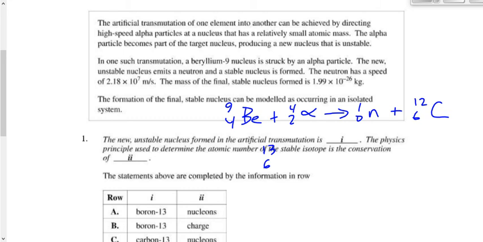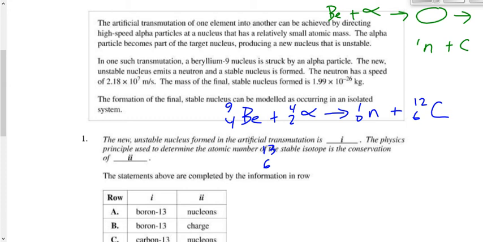The new unstable nucleus that's produced as a result of that emits a neutron and then a stable nucleus. So we have this happening, right? Beryllium plus the alpha particle goes to something which goes to a neutron and carbon. Does that make sense? What did I find? I found the new stable nucleus. It's not what I'm looking for. I'm looking for the unstable nucleus.